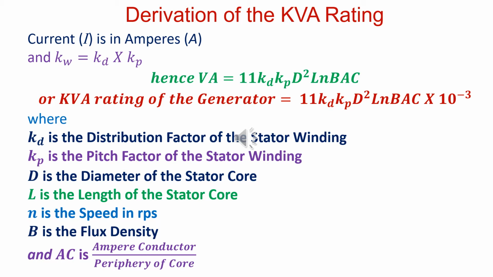Current is in amperes. Distribution factor Kw is equal to Kd into Kp. Substituting, we get VA rating of the generator is equal to 11 Kp Kd d square L n B ac, or KVA rating of the generator is equal to 11 Kp Kd d square L n B ac into 10 to the power minus 3.